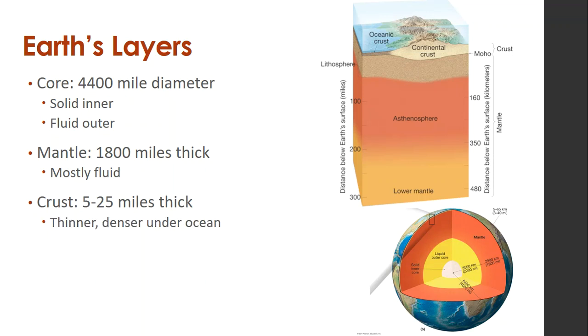It is thinner and denser under the ocean because it has the weight of the ocean pushing down on it, and is thicker and less dense on the continents. And this idea of thicker crust versus thinner crust is going to be very important to remember when we're talking about plate tectonics a little bit later.